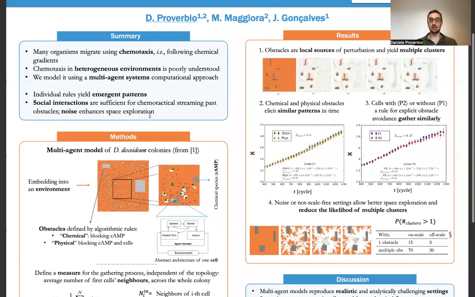Chemotaxis, to begin with, is a gathering strategy by which microorganisms and colonies of them aggregate by following chemical gradients. In particular, in vivo, those microorganism colonies usually live in heterogeneous environments such as forests or water ponds.